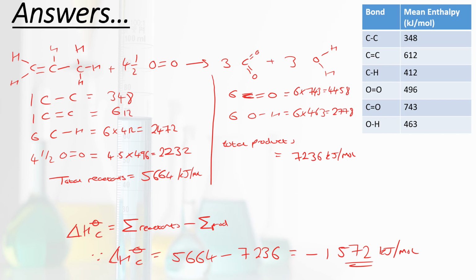Then remember the mnemonic that if we have bond enthalpy data, it's BERP, so reactants minus products. So the sum of the reactants minus the sum of the products gives us our standard enthalpy change of combustion. And if we do that sum, the 5,664 minus the 7,236, it comes out to be negative 1,572. So that's what we'd expect for a combustion reaction, exothermic and also quite heavily exothermic as well.